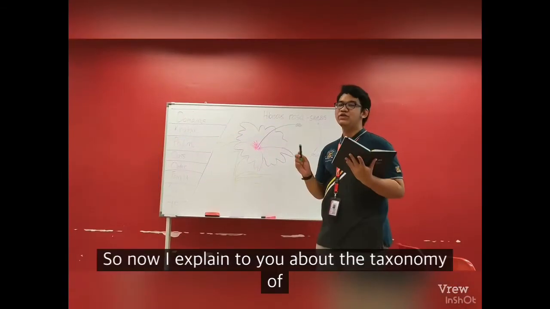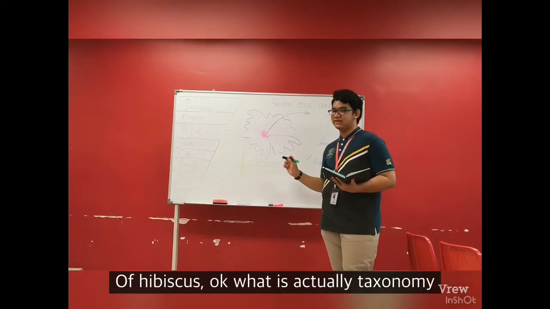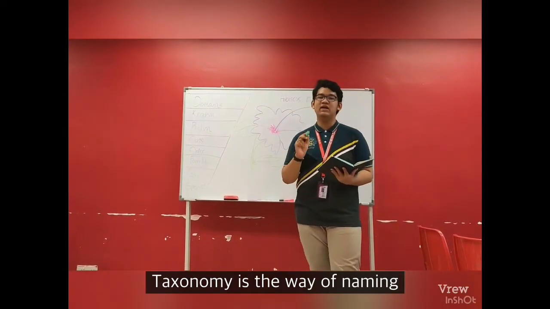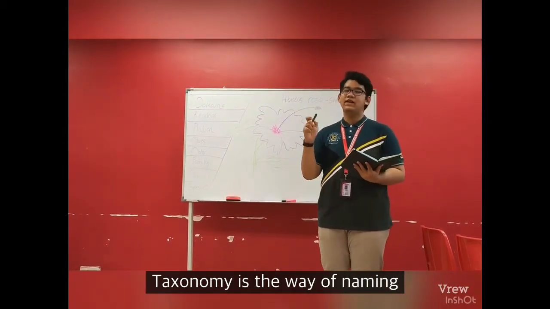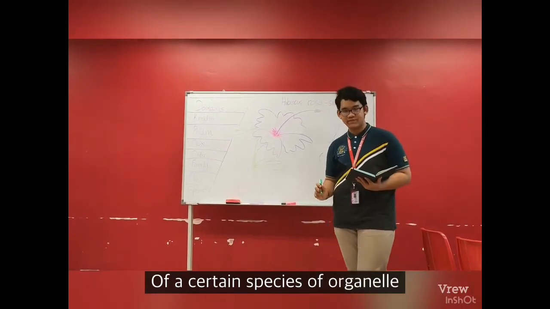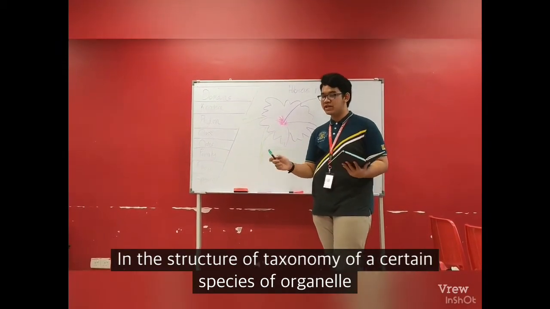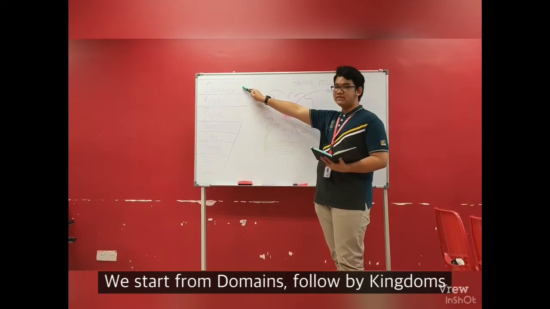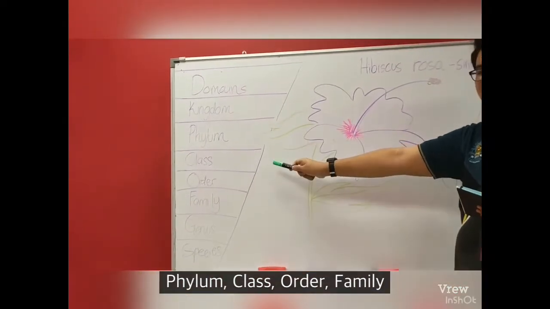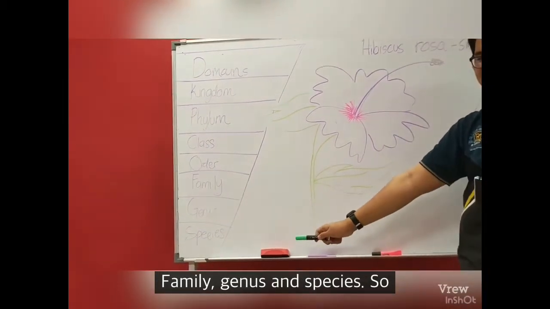Hello guys, so now I will explain to you about the taxonomy of hibiscus. Okay, what is actually taxonomy? Taxonomy is the way of naming, defining, and classifying a certain species of organism. So, in the structure of taxonomy, we start from domain, followed by kingdom, phylum, class, order, family, genus, and species.